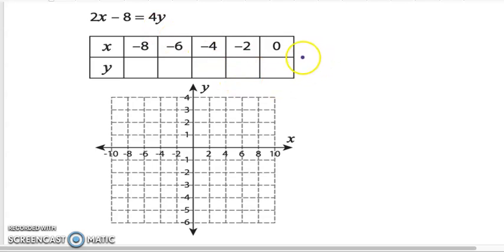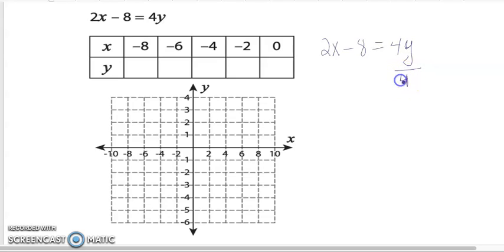So 2x minus 8 equals 4 times y. Now remember, whenever you have a number and a variable, that's a multiplication problem. So this is 4 times y, and this one here will be 2 times x. So how do we get rid of this 4? As you remember from equations, we have to do the opposite. So since the 4 is multiplying the y, the opposite of multiplication is division. So we're going to divide by 4.